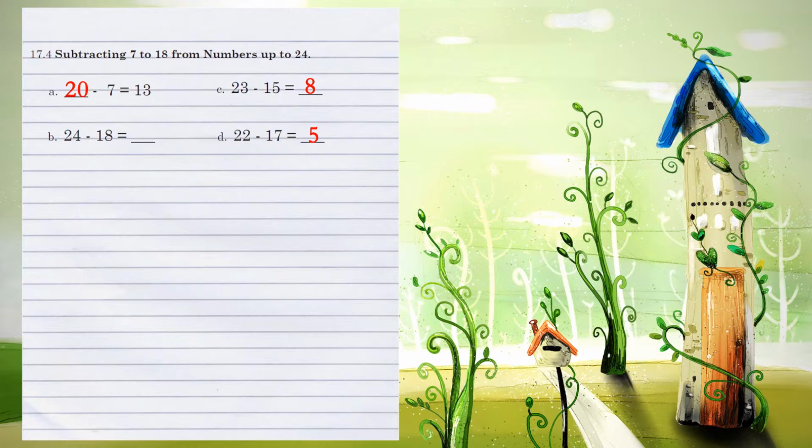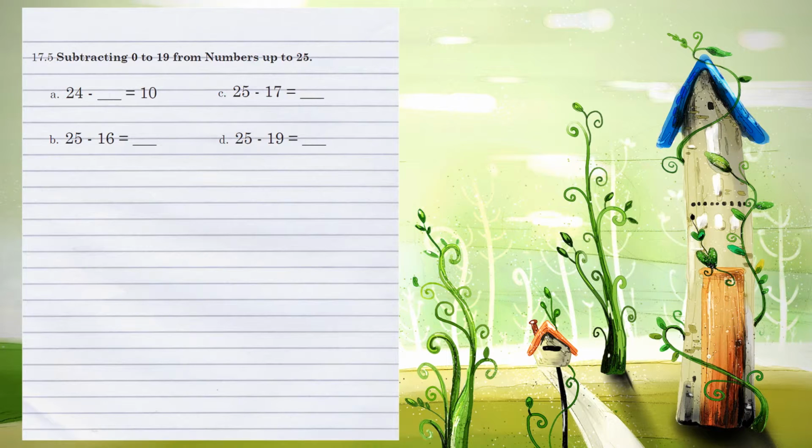Example B, 24 minus 18. Keep in mind, you can always count as well if you want to. If you wanted to count backwards from 24 to 18 instead of going through all the borrowing, that's fine. But let's work on our borrowing. 8 away from 4, not possible. So we have to borrow, make it a 1. Change the 4 to a 14. 14 minus 8 is 6. 1 minus 1 is 0, so 6 is our answer.